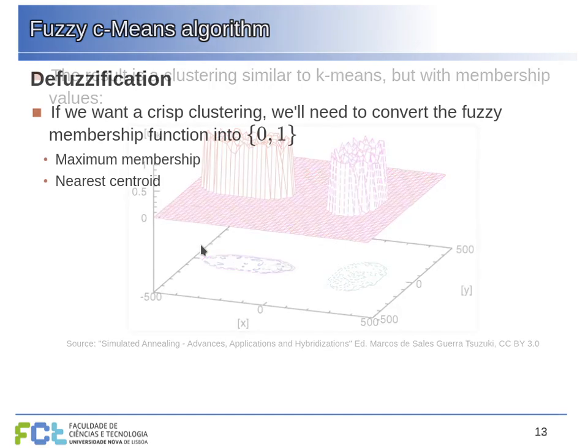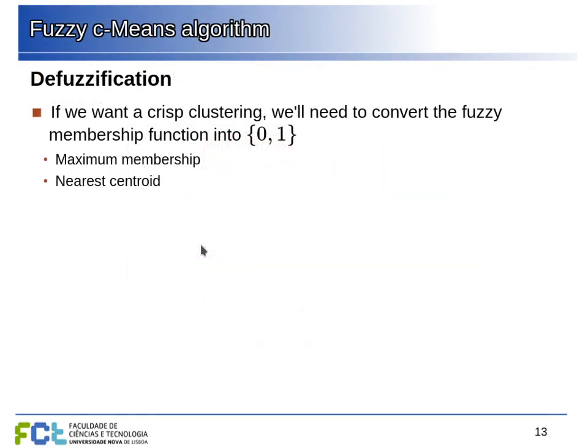If we don't want to keep the fuzzy cluster, we want to have a crisp decision assigning each point to a cluster, we can always convert a fuzzy clustering into a crisp clustering by, for example, assigning each point to the cluster with the largest membership value, or computing the nearest centroid, which is also something similar to k-means, so we just assign the point to the nearest centroid. In any case, it's very easy to go from a fuzzy clustering to a crisp clustering using this criteria.